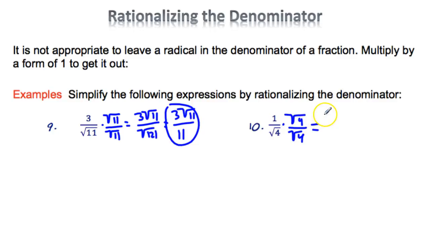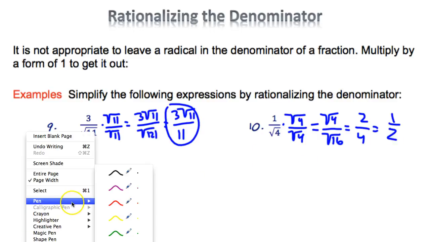1 times radical 4 equals radical 4. The bottom, radical 4 times radical 4, well, that's radical 16. All right, what does it simplify to? Radical 4 equals 2. Radical 16 equals 4. And this simplifies to 1/2. All right, so that is your final answer.